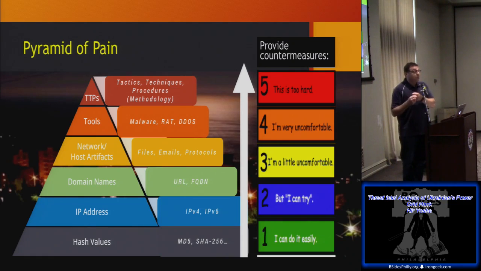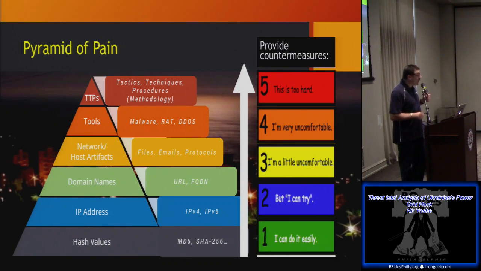But it's also easy for the adversary to change a hash value of a malware just by adding a little bit of code into it, right? Same thing with IP address. IP addresses are relatively easy to change for the attackers, but also relatively easy to block for the defender. If you go higher, it's harder. And you go into tools and TTPs, it's much harder for the attackers to change the actual malware they're using. But it's also very hard for us, the defenders, to identify those pieces. And that's why they call it the pyramid of pain. It's painful the more you get higher in the pyramid.